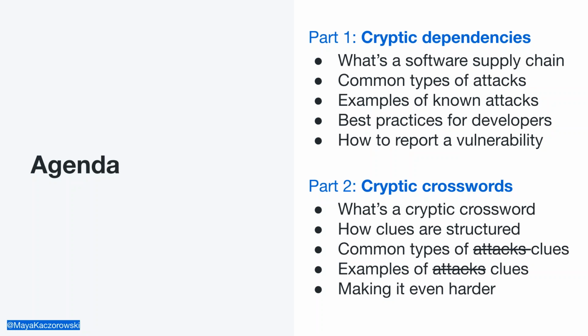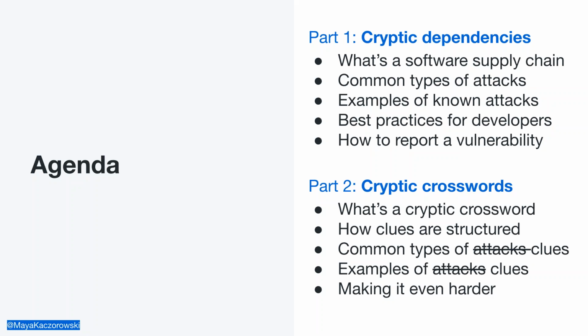For cryptic dependencies, we'll first talk about what a software supply chain is and what we mean by that phrase. We'll talk about common kinds of supply chain attacks, when they're likely to happen, and what we've already seen in the wild. And then for developers, we'll talk about what you can do to determine your dependencies and protect yourself from potential vulnerabilities, and also what to do if you discover that a vulnerability exists in an open source project.